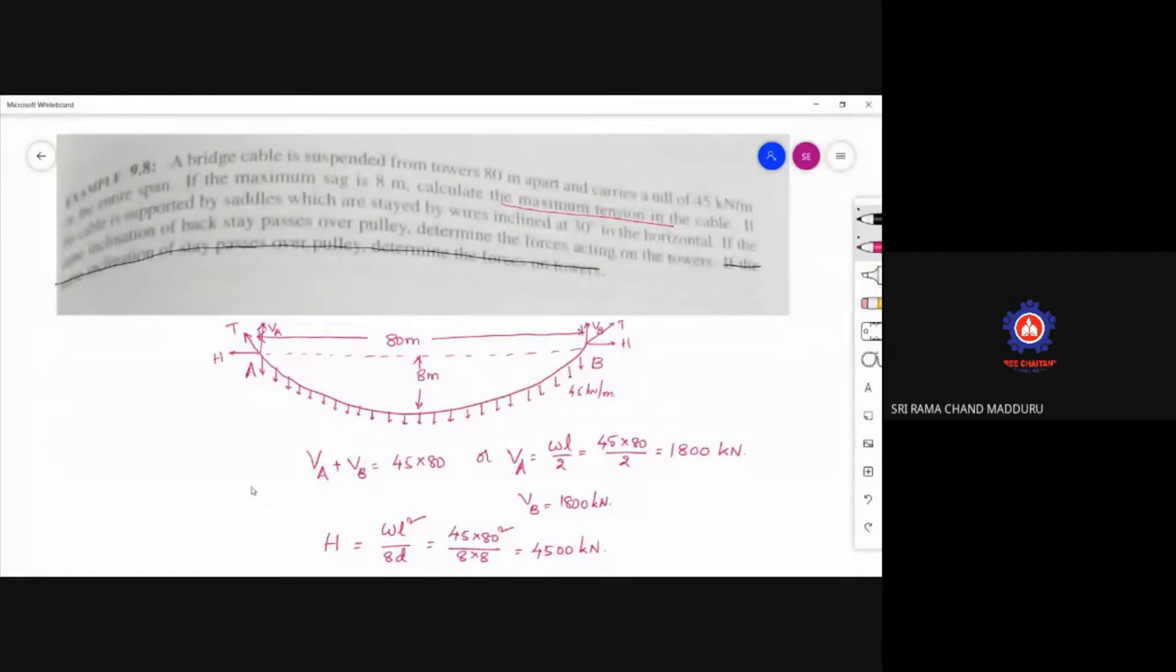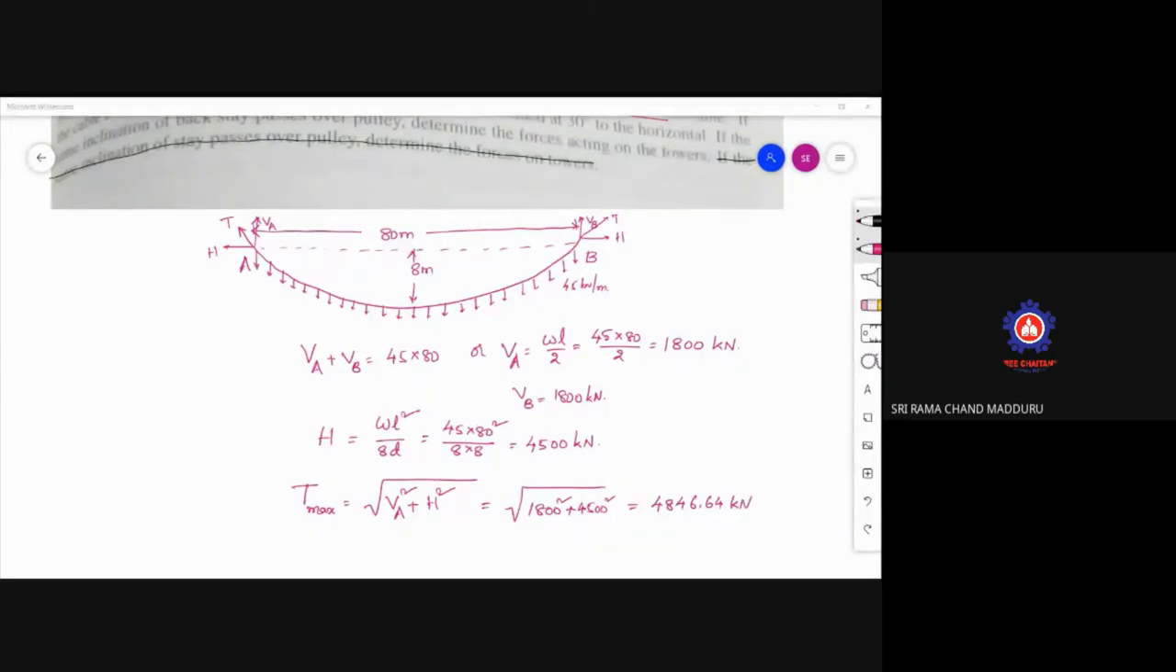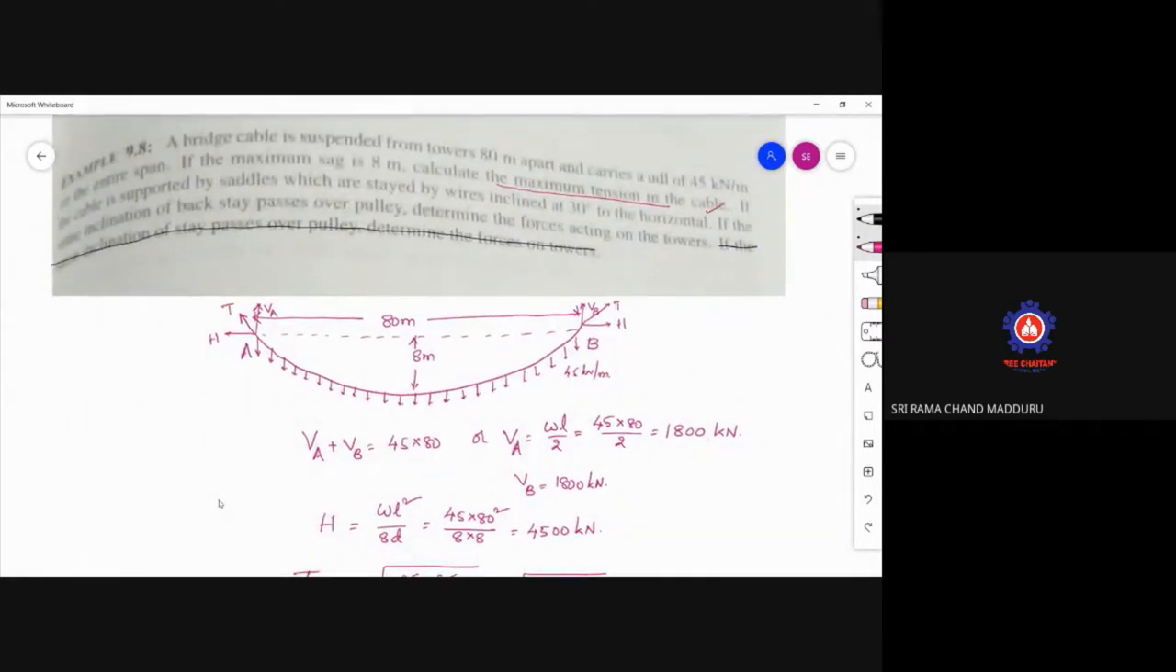Now, the maximum tension in the cable is to be calculated, which is nothing but T max is the square root of VA squared plus H squared. So square root of 1800 squared plus 4500 squared, which is 4846.64. So 4846.64 kilonewtons is T max. Yes, we got it. If the cable is supported by saddles, which are stayed by wires inclined at 30 degrees to the horizontal.